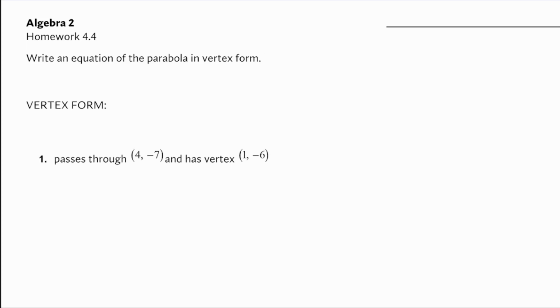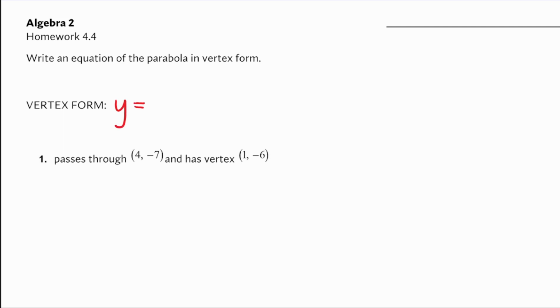Hello, in this video we're going to be working Algebra 2 Homework 4.4, which is more practice on quadratic equations, this time focused on intercept form. But the first couple of questions, it's going to ask us to write an equation of the parabola in vertex form. So we're going to just fill in vertex form so we can use that for a reference. If you need to go look at your notes, that might have been something you did.